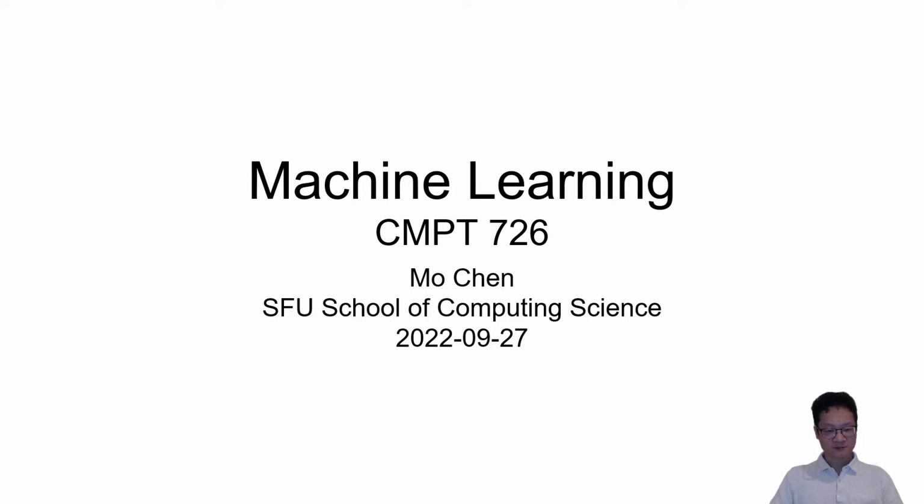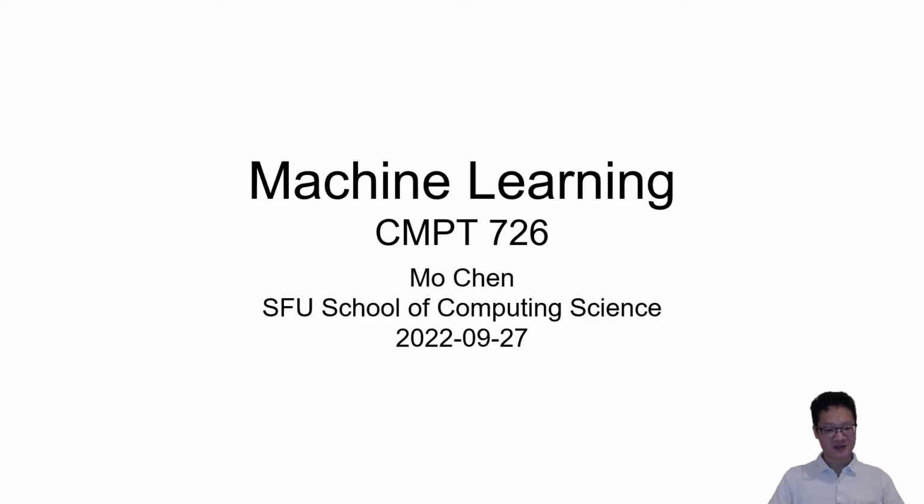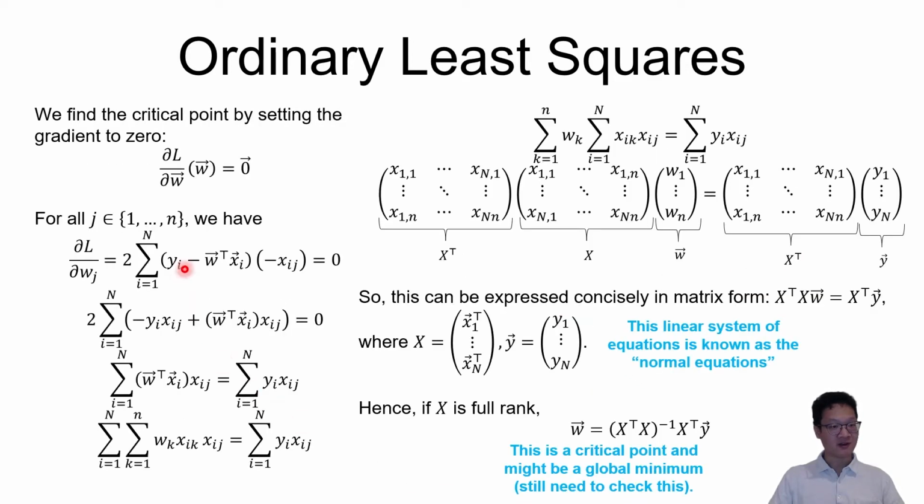Hey, welcome back everyone. So last time we started to study ordinary least squares as one of the first methods of machine learning. We looked at how to optimize the square loss function. We optimized it by taking the gradient and setting it to zero. We first did it the painful way, looking at all the partial derivatives of L using scalars, and finally used some pattern recognition to notice that this is actually a matrix equation, and that the optimal weights W are X transpose X inverse, X transpose Y.